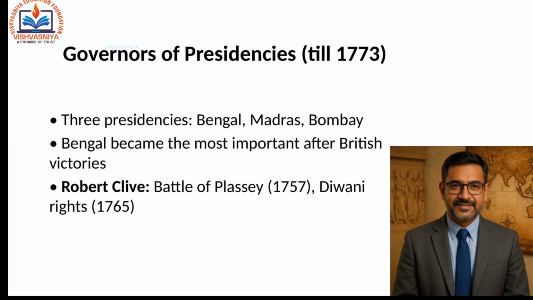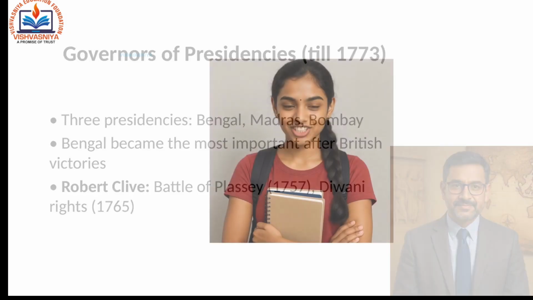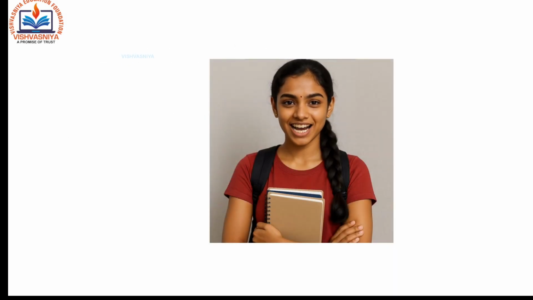Before 1773, India was divided into three presidencies, Bengal, Madras and Bombay, each ruled by a governor. But Bengal became the most important after the British victories. Sir, who was the most famous governor of Bengal? Good question. The most famous was Robert Clive.